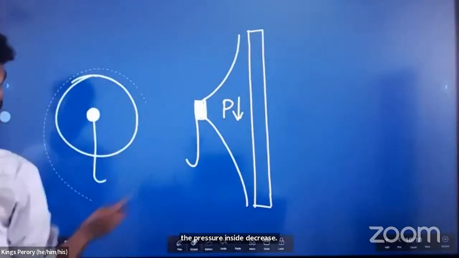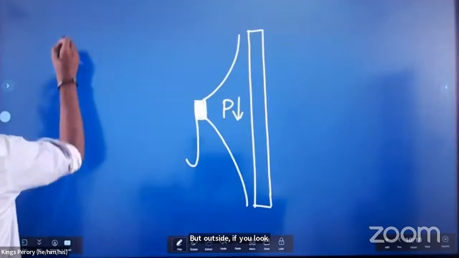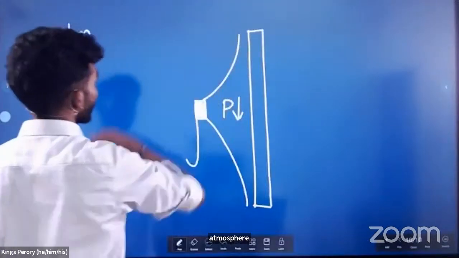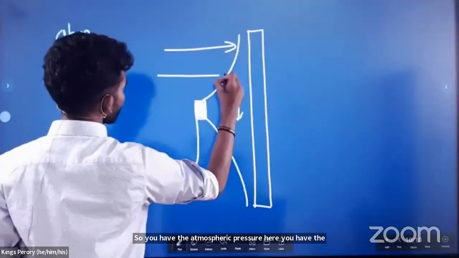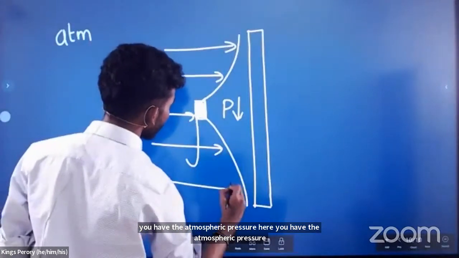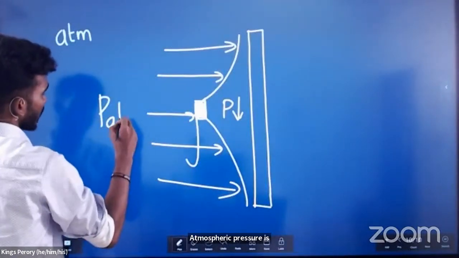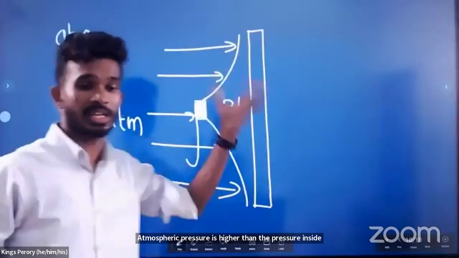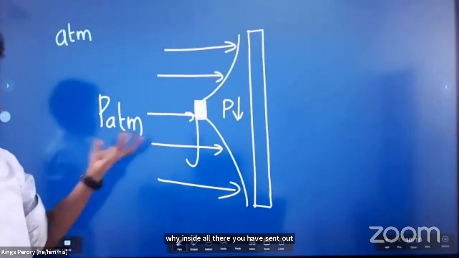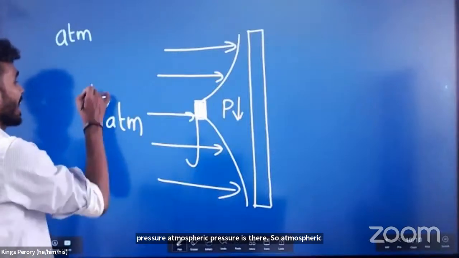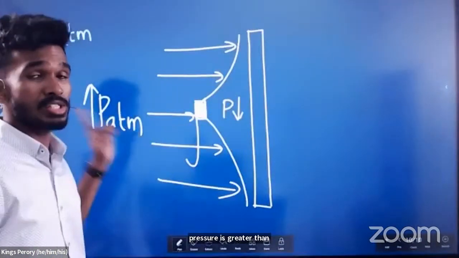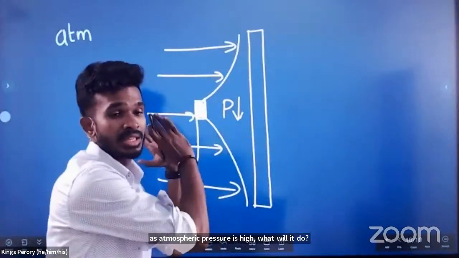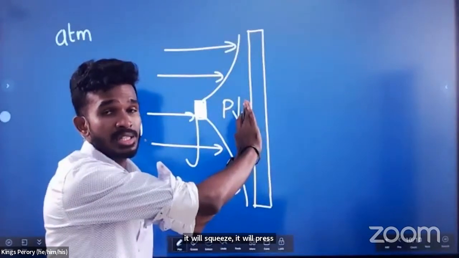But outside, you have the atmosphere, so you have atmospheric pressure. Atmospheric pressure is higher than the pressure inside. Why? Inside, the air has been sent out, so the pressure decreases. Outside you have a lot of pressure. As atmospheric pressure is high, it will squeeze the rubber sucker towards the wall.